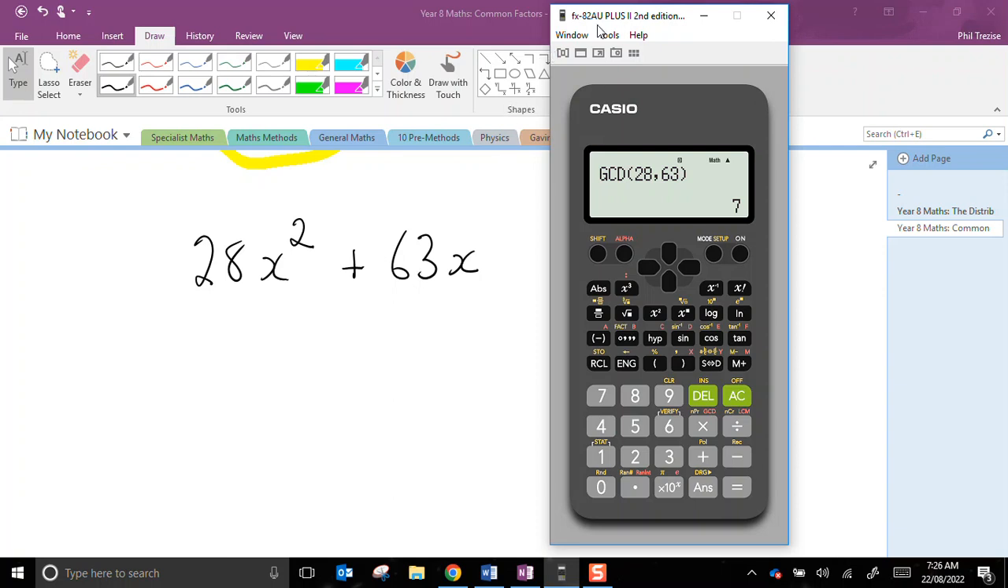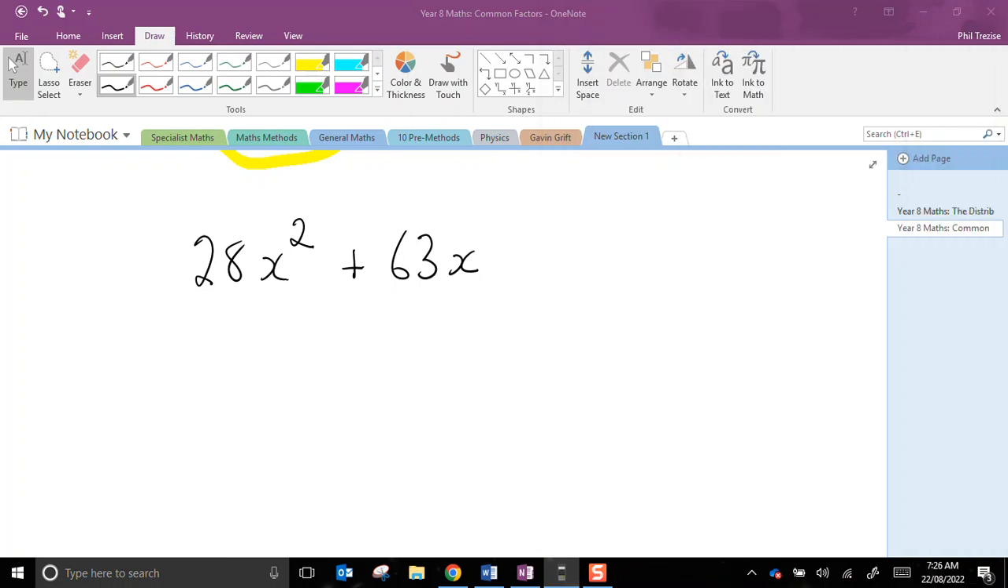So that's my clue. I am going to write the number 28 as 7 multiplied by, now if I need my calculator's help, I can go 28 divided by 7, but we probably know that 7 times 4 is 28. And I'm going to write the x squared as x multiplied by x. And I have my plus sign.